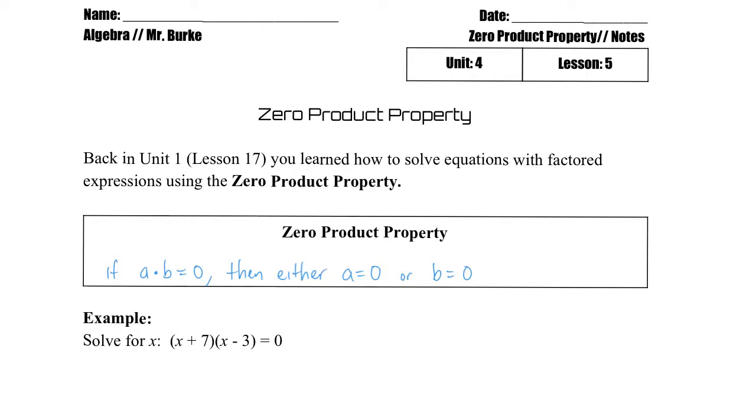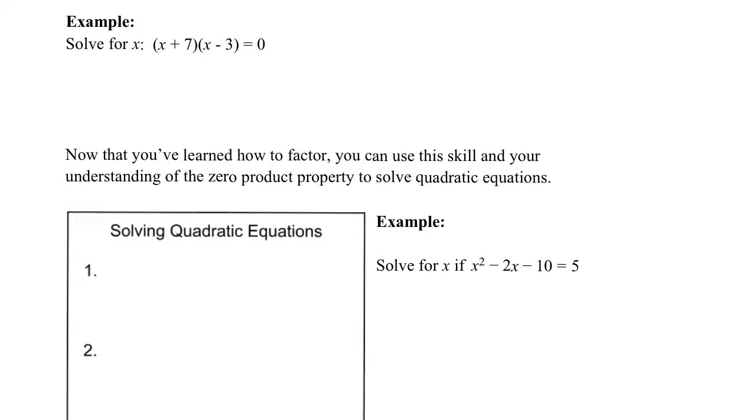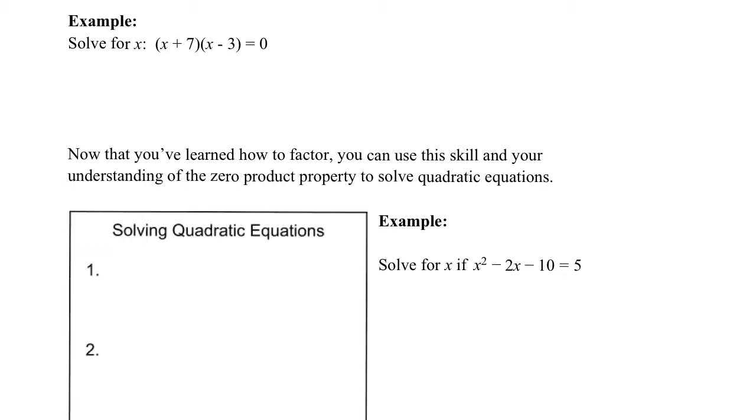And that makes sense. Basically what that says is if I have two things that are being multiplied together to get 0, then one of them has to be 0 in order to multiply to 0. So back in Unit 1, you looked at examples like this one right here. You would say, okay, I've got x plus 7 times x minus 3, so I've got two things being multiplied together to give me 0.